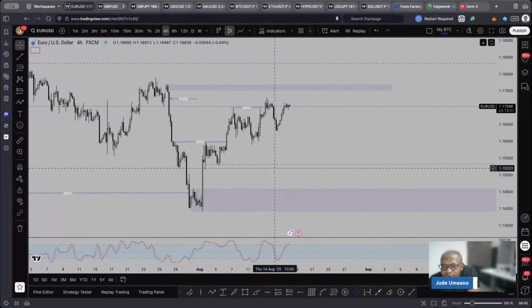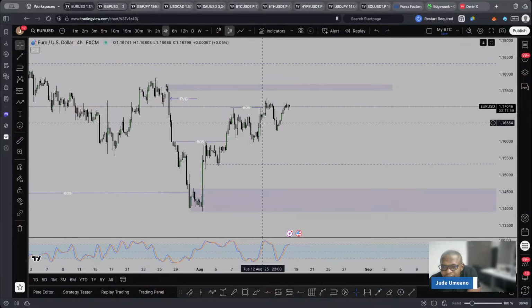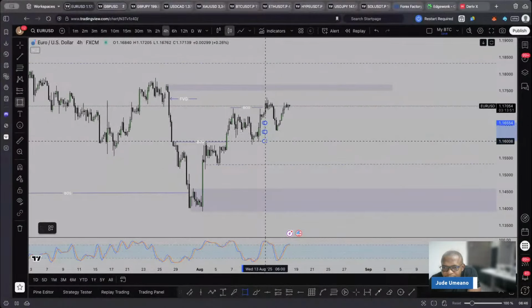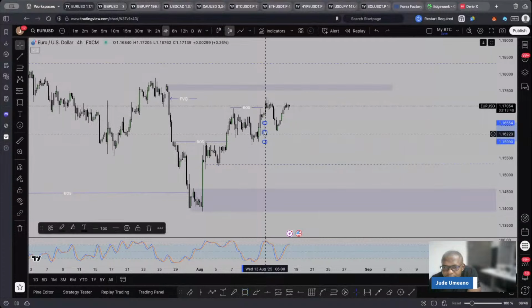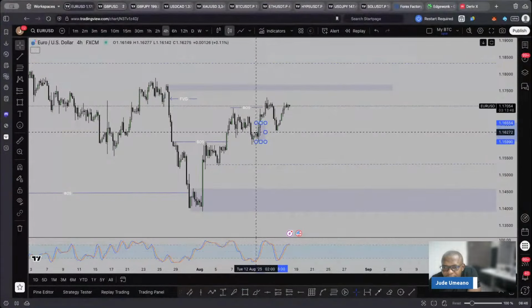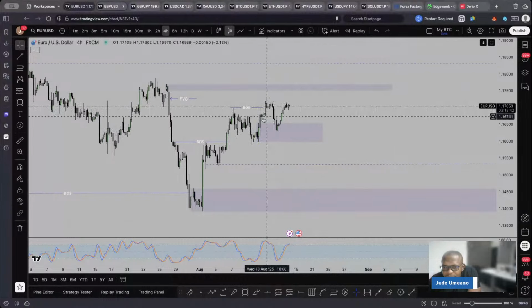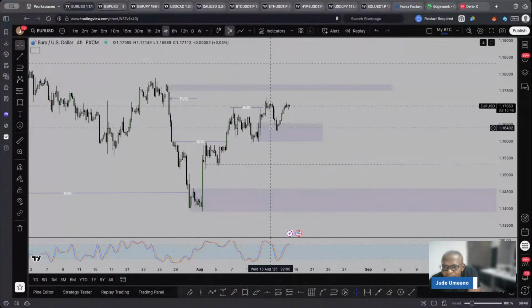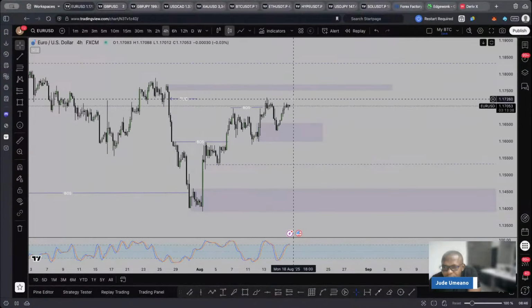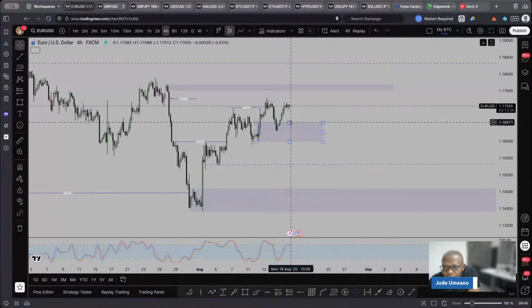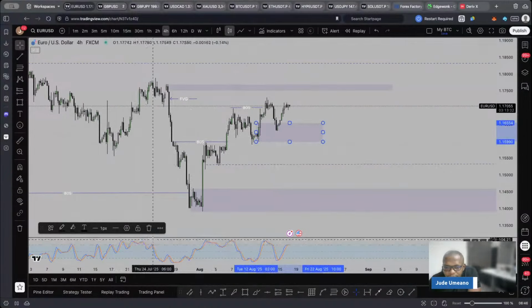Once we had a break of structure, there is actually no, the whole of this here is the origin of that. That is the demand zone that led to this break because of the fair value gap we have here. So this tapped in and it's moving up. It hasn't made a new break of structure. So what should I expect?